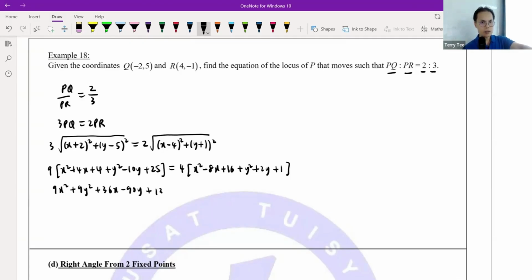Okay, this is 136, right? 4x squared, 4y squared, 32x, 8y. How can we do this mentally? 17 times 4, 68. Oh, a lot of work here.